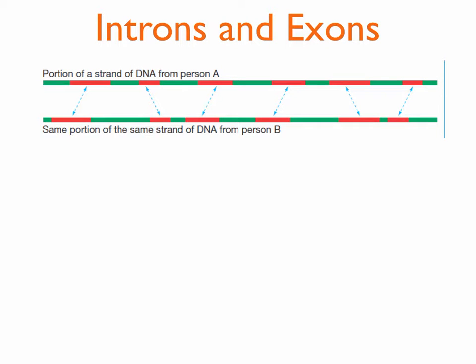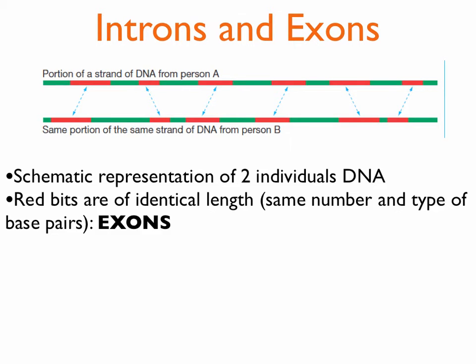If you have a look at this schematic representation that comes from your textbook, the upper strand is an example of a portion of DNA that may have come from, say, person A, suspect A. Down below that is a portion of the same section of DNA that comes from person B. We've schematically represented two areas on the DNA strand. One is coloured red and one is coloured green. What you can see is that the red bits are of exactly the same length, though they tend to be sitting on different areas, or loci, of the strand.